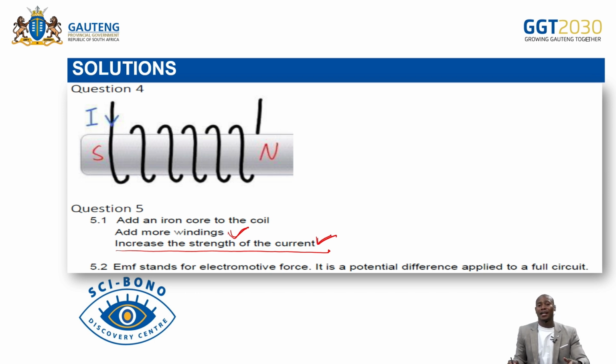Increase the strength of the current. How do we increase the strength of the current? Maybe by using the source of power with high voltage or high power. Then add more windings or increase the number of turns. So with this one, I think we need to add an iron core to the coil. So by doing that, we'll be increasing. I think this is another thing that we need to talk about, and I didn't talk about this, learners.